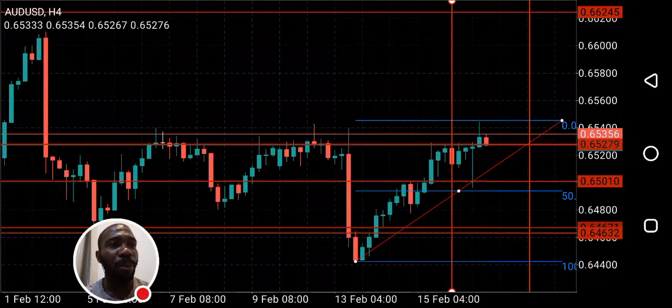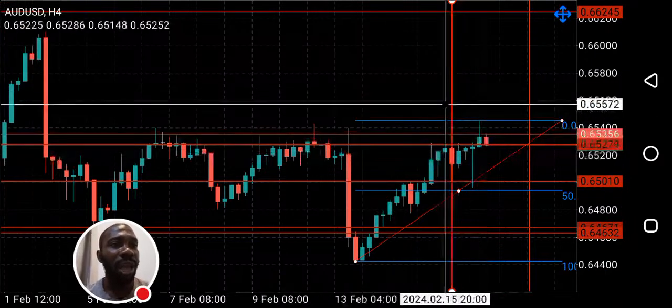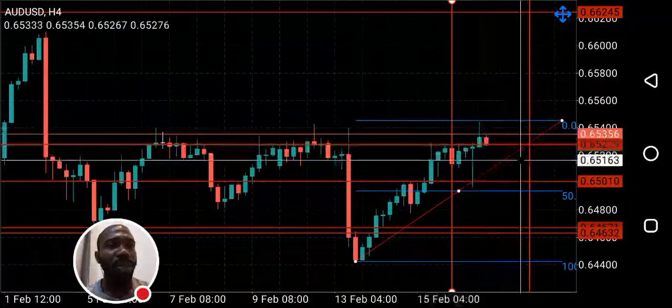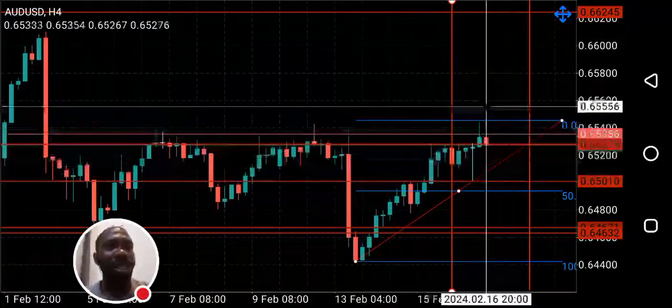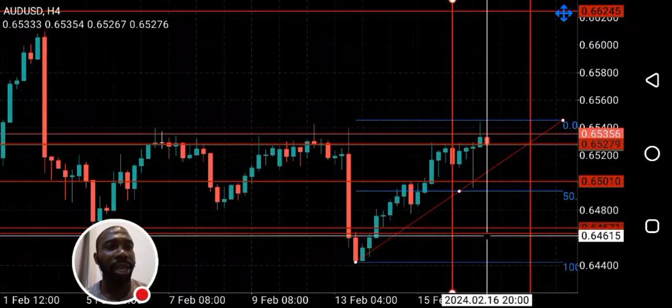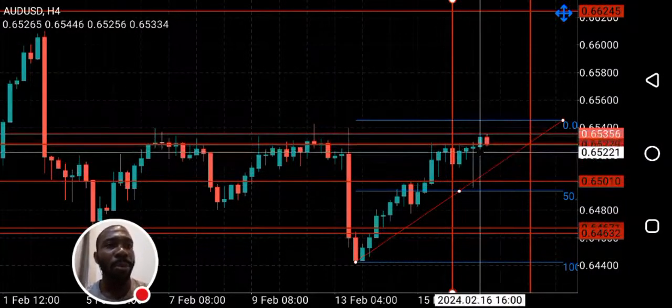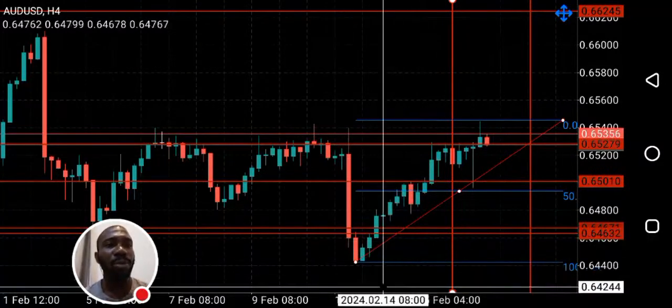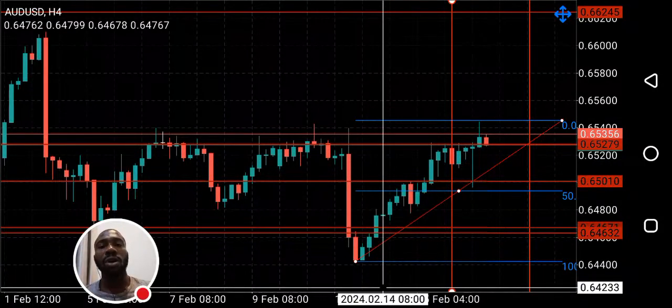Or you wait for price to break above the high, this resistance, before you buy. That's my take. Or wait for price to close above the high of this shooting star before you buy. So it's either price pulls back here for you to buy, or price breaks out from the high of this shooting star. That is the best time to consider buying Australian dollar USD. And if you want to sell, wait for this support to be broken. That is my take on Australian dollar USD. I hope that is clear.